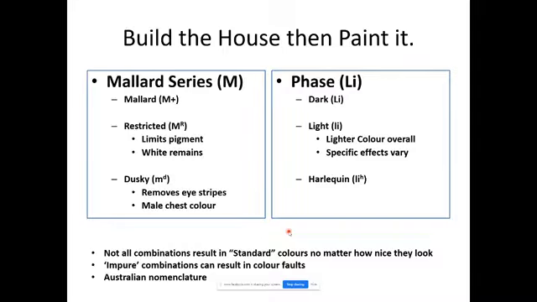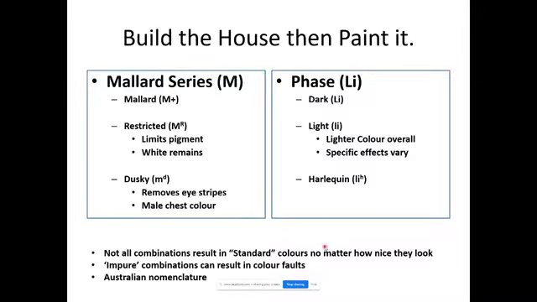What is important, and this is something that I touched on in the preamble, is not all combinations result in standard colours, no matter how nice they look. And this is one of the things that we see when we're judging. You get these nice coloured ducks, but they're not actually a colour. And from time to time, a judge will say, well, it's not really any colour. The type's good, but it's due to not having the right basic profiles of these genes and how they interact.